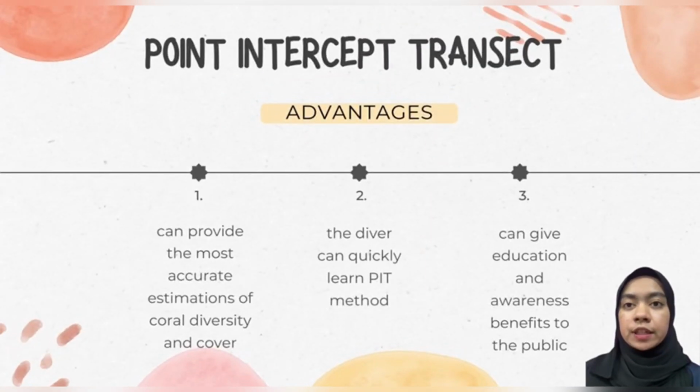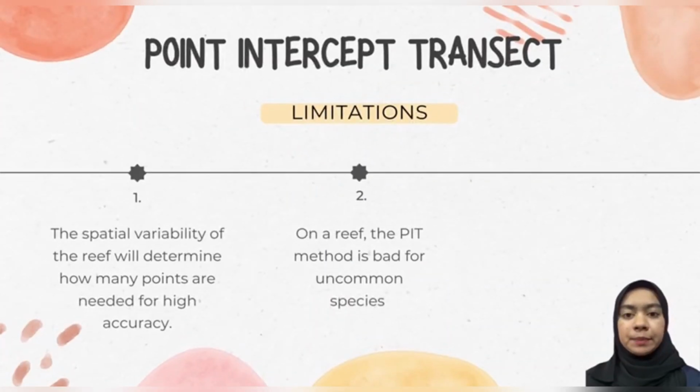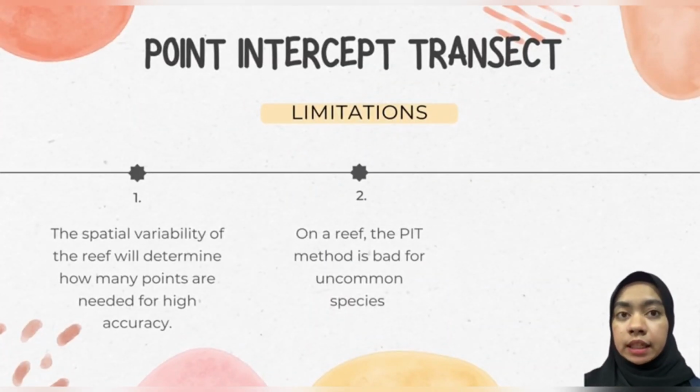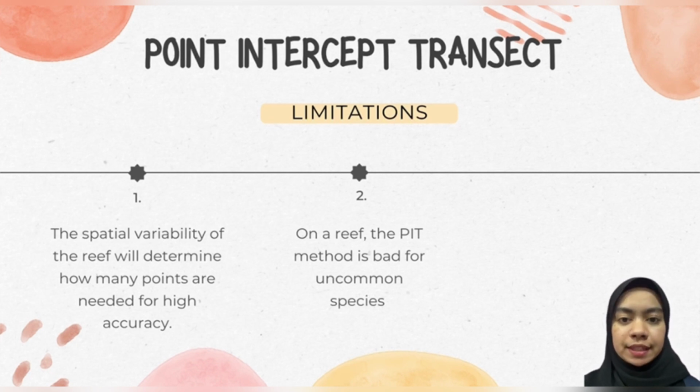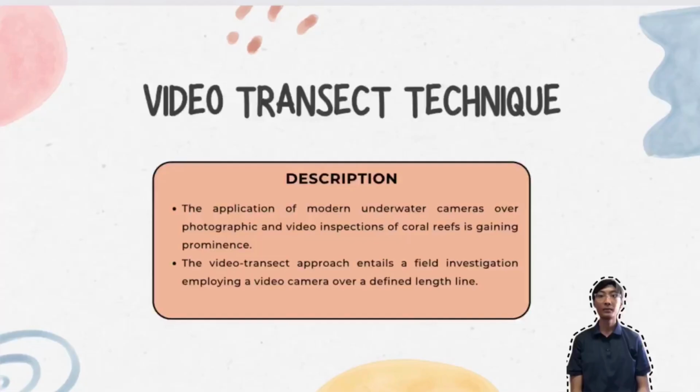The advantage of this method is that it can provide the most accurate estimations of coral diversity and cover. Next, the diver can quickly learn the PIT method. Using the PIT method can give education and awareness benefit to the public. Next is the limitation. The spatial variability of the reef will determine how many points are needed for high accuracy. On a reef, the PIT method is bad for uncommon species.